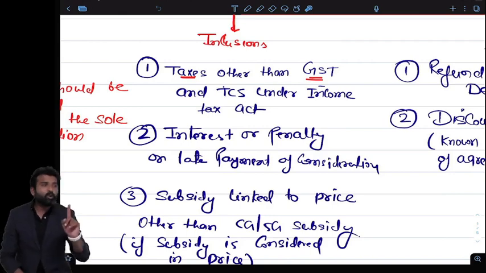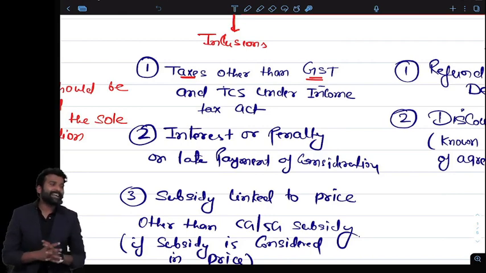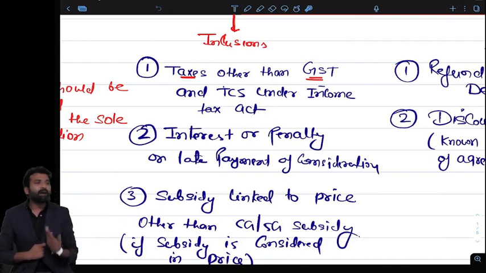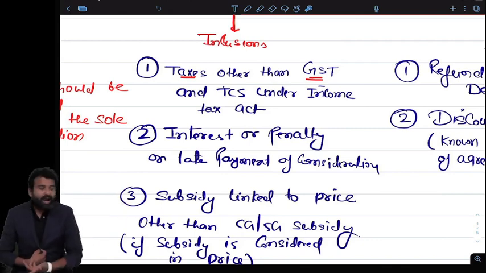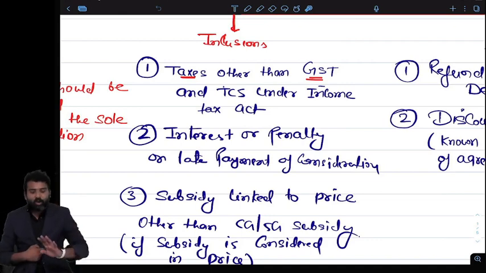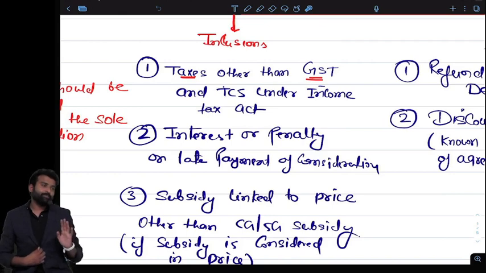But yeah, one more thing will be excluded, that is TCS collected under Income Tax Act. Under IT Act, on some sale of goods, I have to collect TCS as well. So that TCS amount will not be included in my value, because that is not my revenue that I have to pay to the government. That is not my turnover. So how can they include TCS in my turnover? That is basically I am collecting the tax on behalf of the customer. So that is not my revenue. So I will not include that, and I will not include GST. But all the taxes other than GST will be included while I am calculating the valuation under GST.